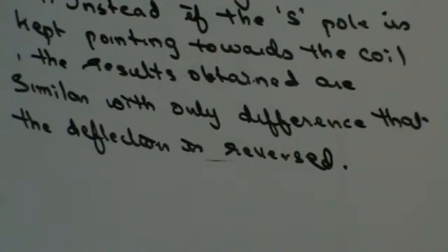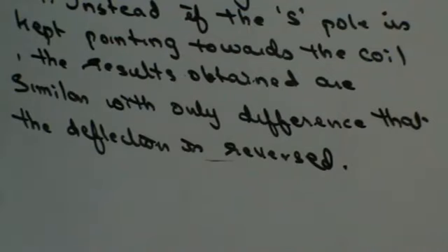And this phenomenon of production of EMF in the coil by changing the magnetic flux is called electromagnetic induction. So what is electromagnetic induction? It is nothing but the production of EMF in the coil by changing the flux associated with the coil. Right?